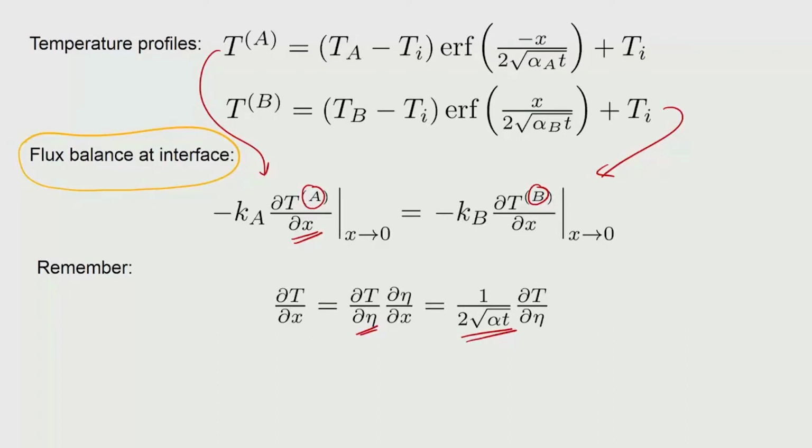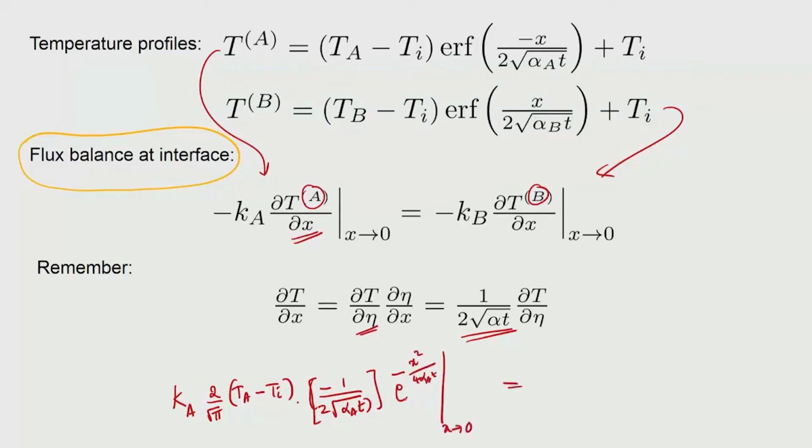Very often students make a mistake by differentiating, forgetting that there is a multiplicative factor in front. So, we can see on the left hand side, for example, it is Ka ∂T/∂x, which is nothing but 2 by root pi into this expression, Ta minus Ti, into minus 1 by 2 root alpha a t. Okay. So, this is coming on the left hand side, and into e raised to the power of minus x square by 4 alpha a t, but evaluated at x is equal to 0.